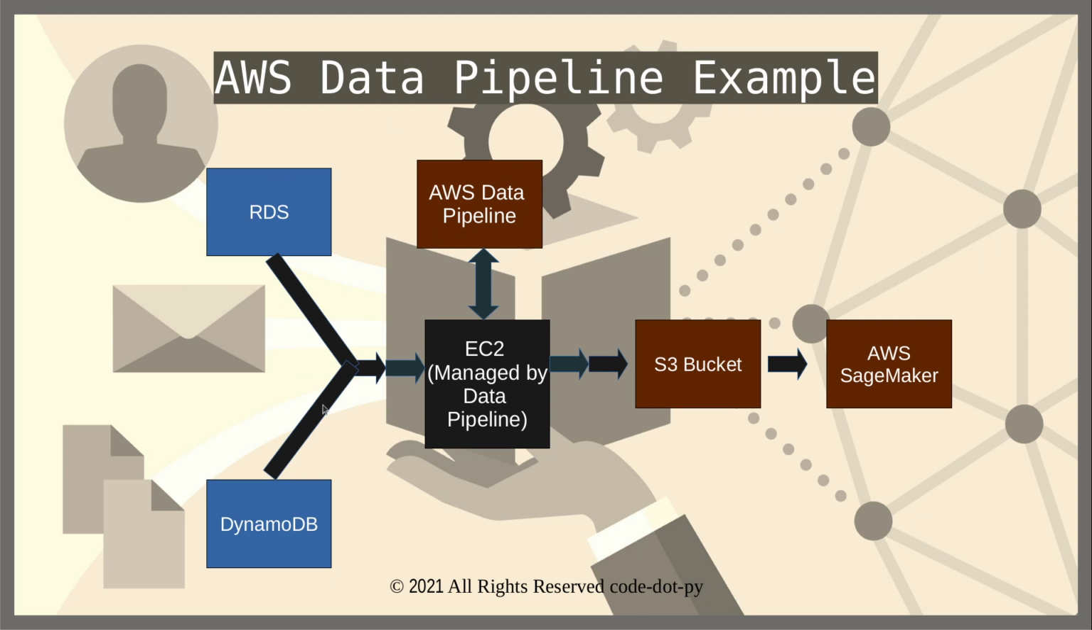It will read the data from the source, that is RDS or DynamoDB, and get the data into an EC2 instance, which is again managed by the Data Pipeline itself. It could be one instance or multiple instances, depending of course on the volume of data and the complexity, and then it pushes the data to S3 buckets and eventually to the AWS SageMaker service. SageMaker then takes care of performing all the machine learning related tasks and gives us the result that we need. So this is the overall flow, and Data Pipeline is the service that orchestrates or facilitates this flow for the process to complete.